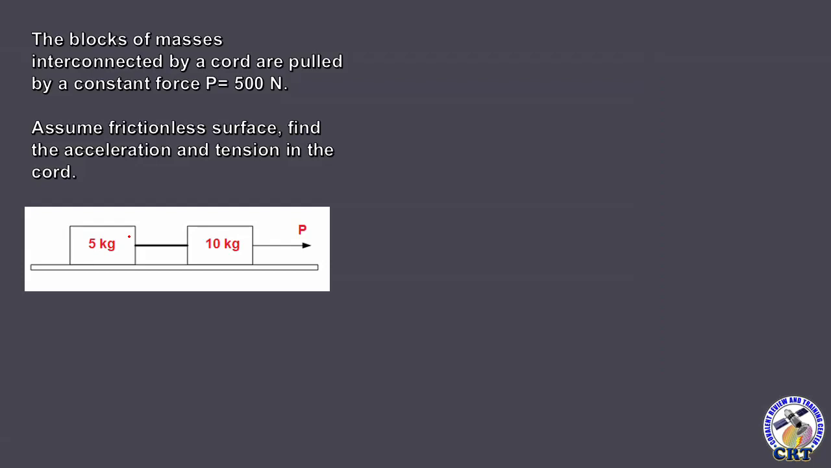Given the blocks of masses interconnected by a cord are pulled by a constant force P equals 500 newtons. Assume frictionless surface. Find the acceleration and tension in the cord. The tension is the tension between the blocks of masses, 5 kg and 10 kg.